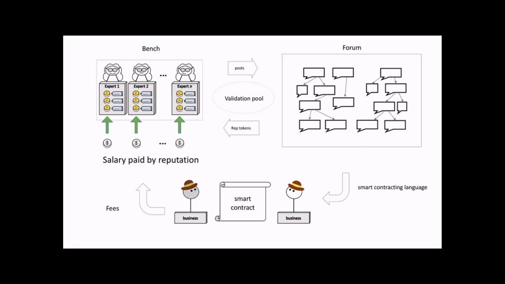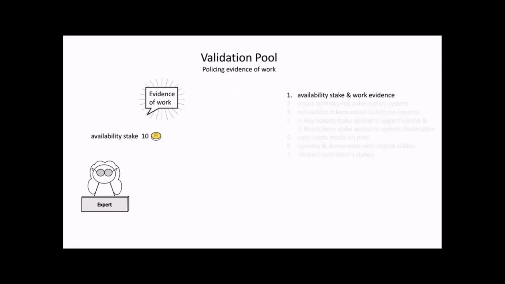Yeah, got it. Okay, so let's get more into this validation pool smart contract, because that is the main smart contract that determines what the DAO is. This smart contract will tell people whether you're in it or whether you're out, because this validation pool is what determines who gets the reputation tokens and why and when. So let's explain the validation pool smart contract more carefully. What this smart contract does is police the evidence of work posts that are sent in.